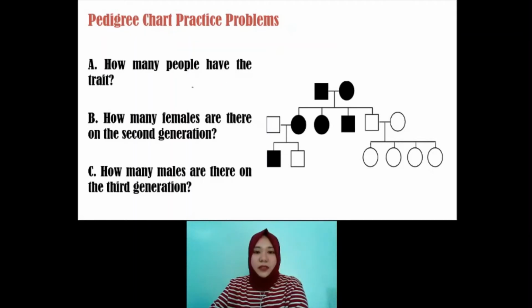How many people have the trait? So again, how do you know if they have the trait? If it's shaded, if the symbols are shaded. So you have 1, 2, 3, 4, 5, and then 6. Okay, so the answer is 6.